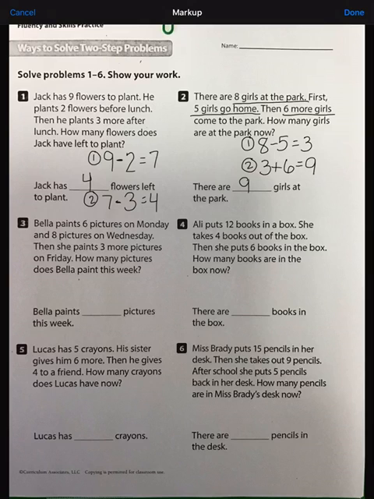Again, remember, underline important keywords and take it one sentence at a time. Okay, you want to try to get 2 equations for each of these problems. Sometimes they might both be subtraction, sometimes they might both be addition, or it might be subtraction and addition. Okay, so go ahead and try your best.